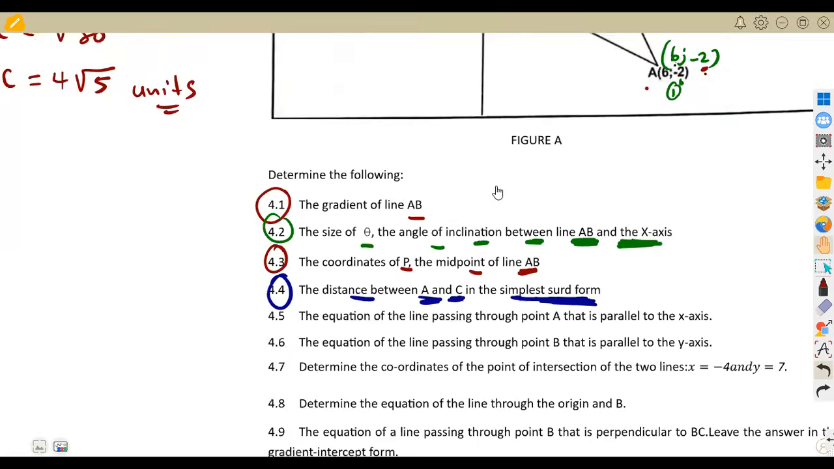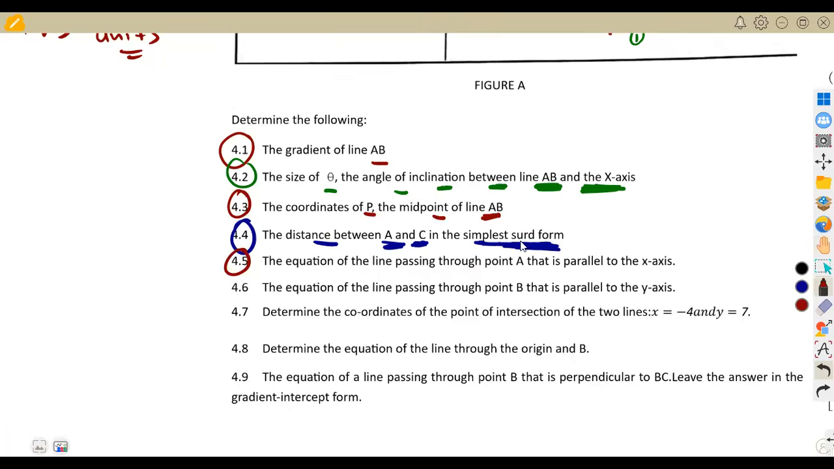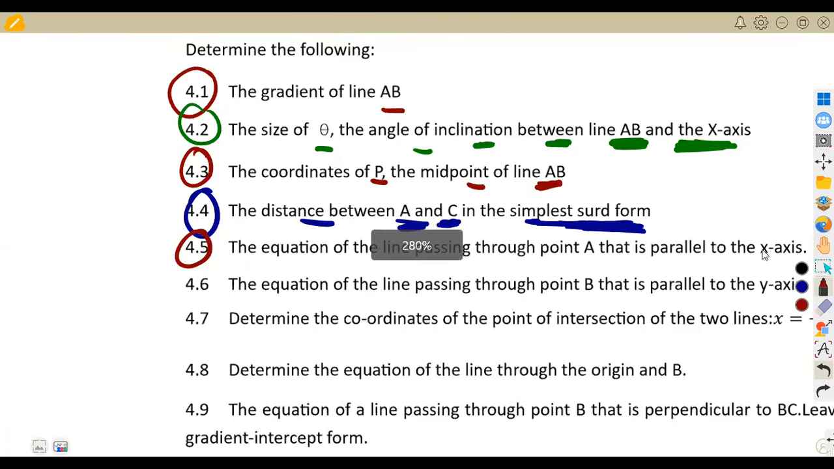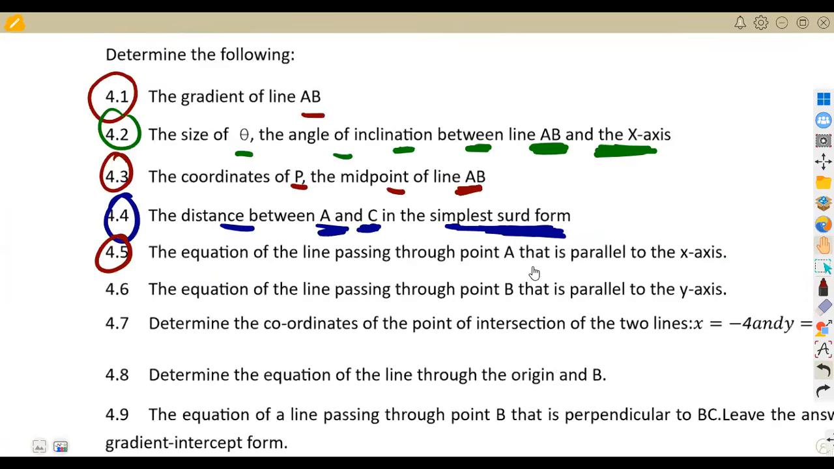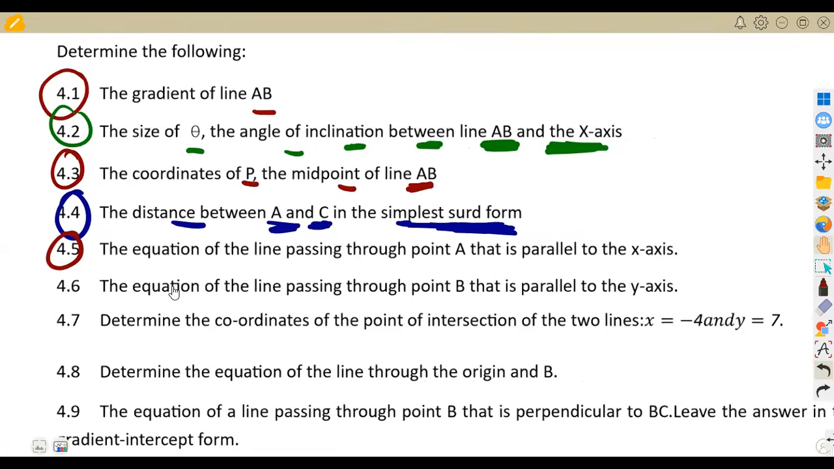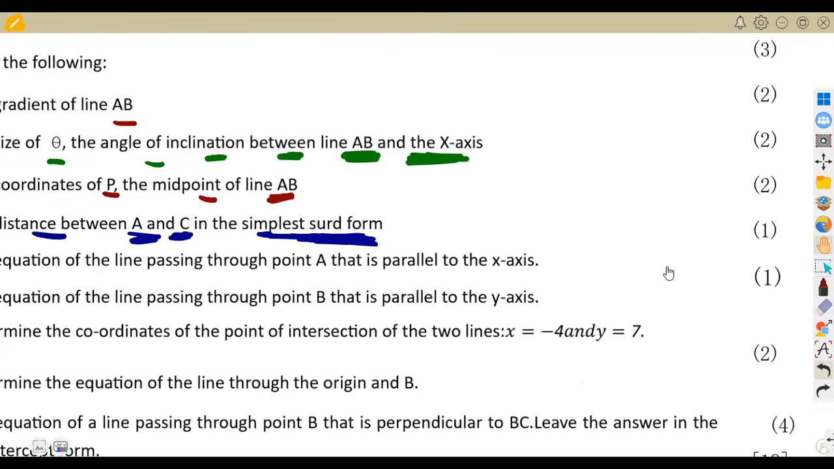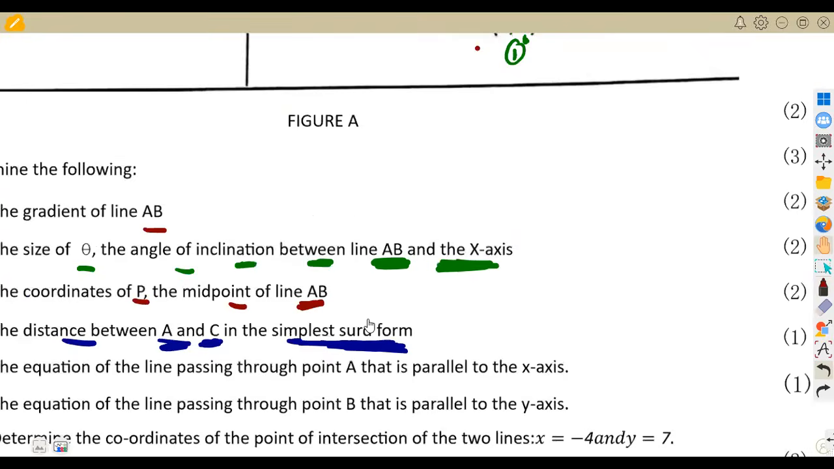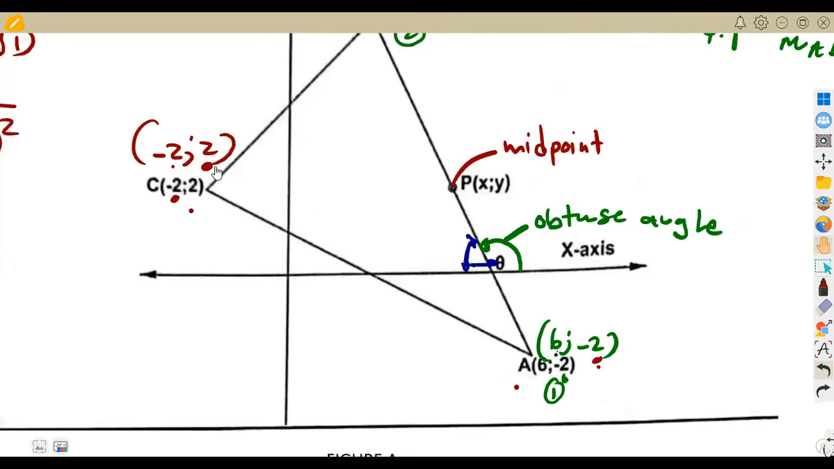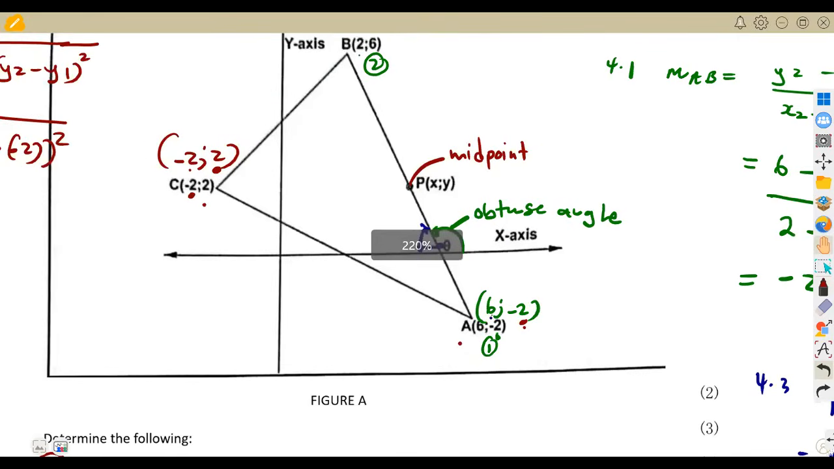All right, 4.5, we were now given to find the equation of the line passing through the point A. Take note here what they are saying. We need the equation of the line passing through the point A that is parallel to the x-axis, all right? 1 mark for that, or 2 marks. Parallel to the x-axis, passing through the point A. All right, this is our point A here. If we need the equation parallel to the x-axis, we're going to take the y values like this. It is the line passing through A like this.